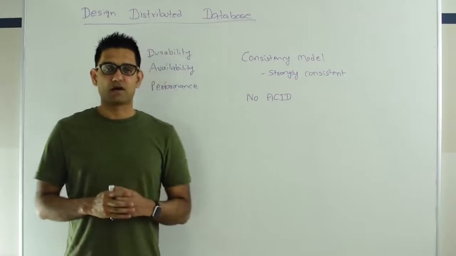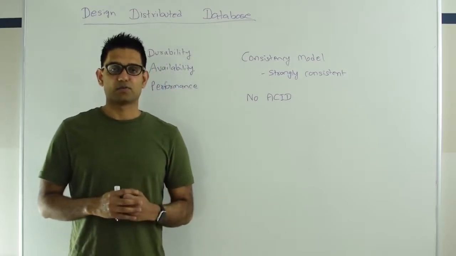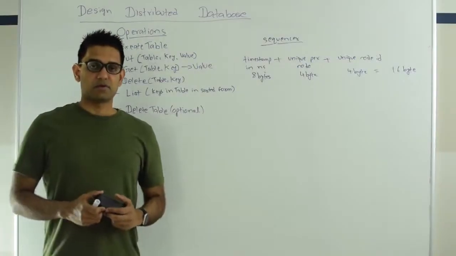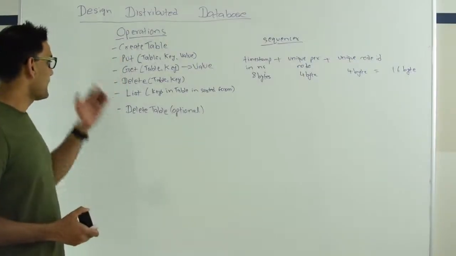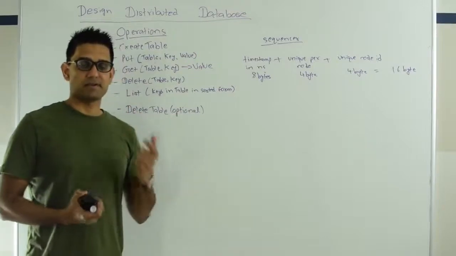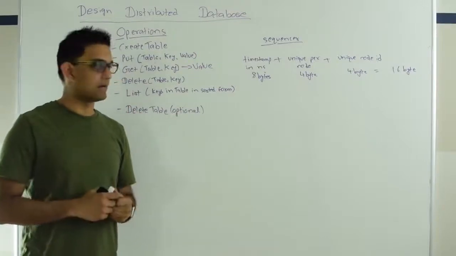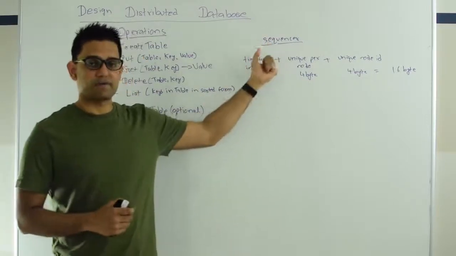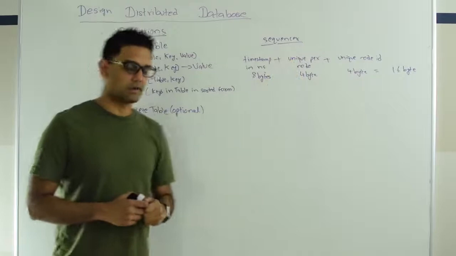So next, let's talk about the basic operations which our database is going to allow. Our database is going to consist of a bunch of tables, and each table will have a very simple key and value record. With every key value record, we are also going to store a sequencer, and I'm going to talk about the sequencer a little bit later on.